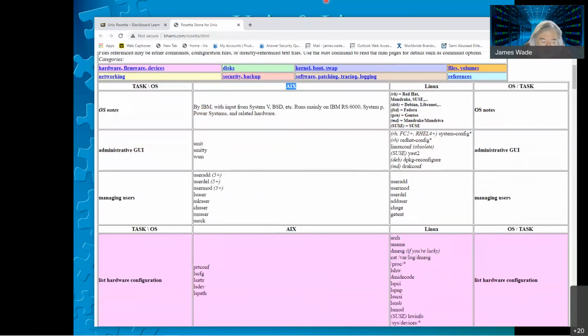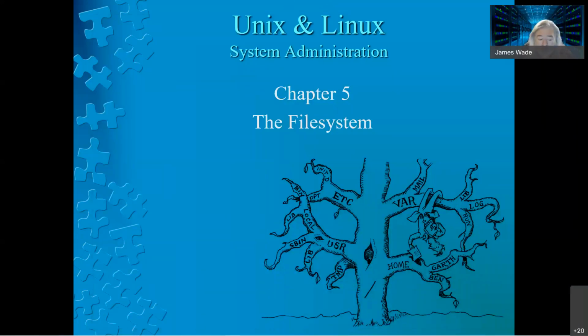Okay. So the file system and Unix file systems, you have to understand. And that's a nice thing, is that they don't change. Okay. So they don't change.